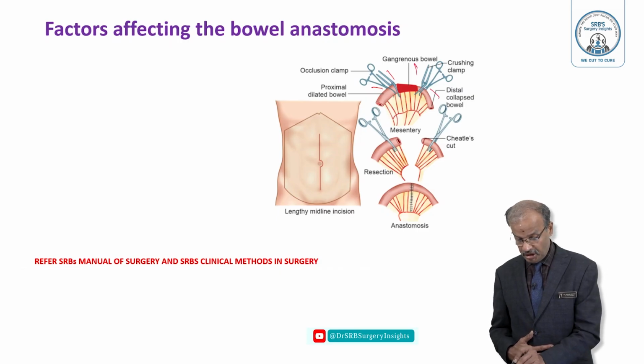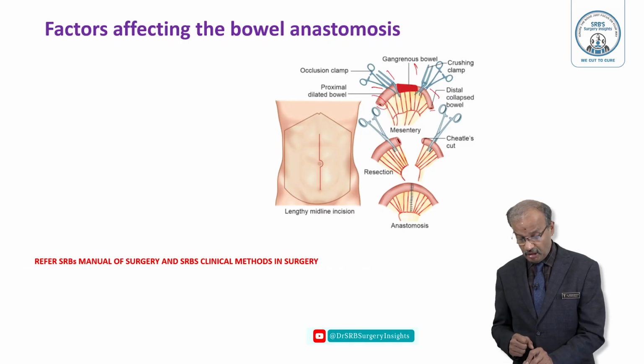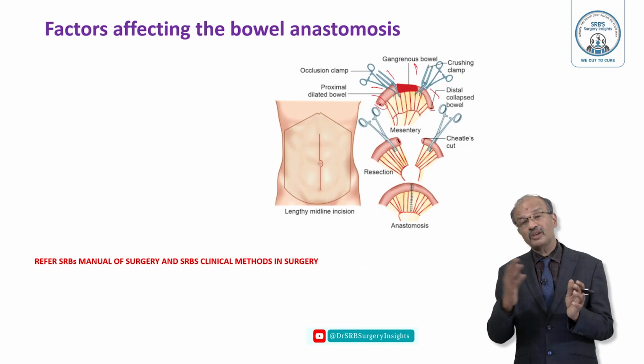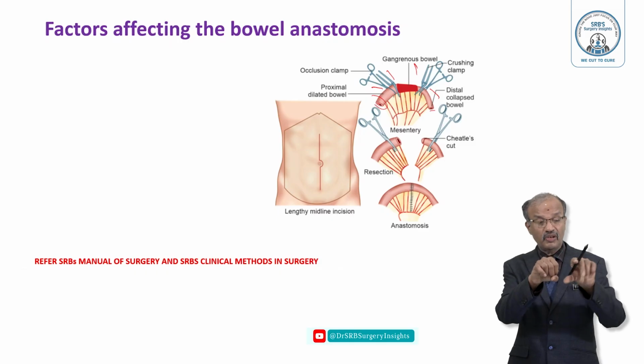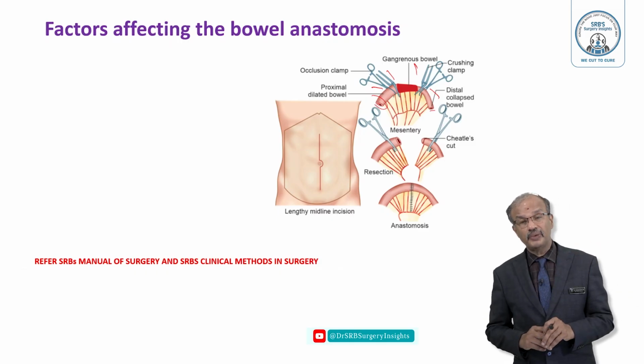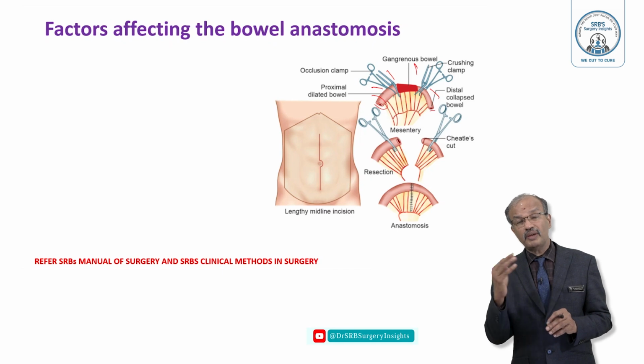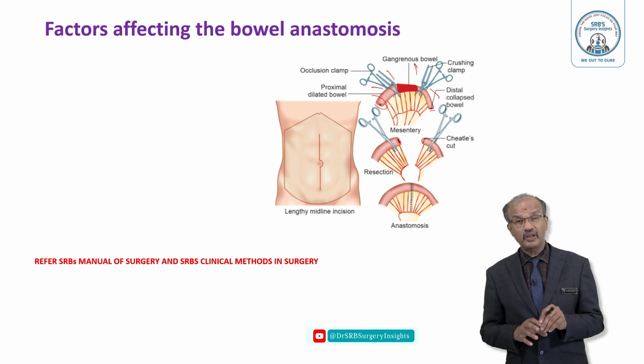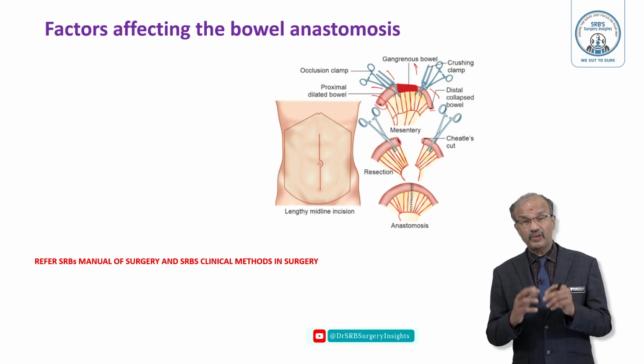The proximal bowel is distended and wider, while the distal bowel lumen is narrow, small, collapsed. Proximal distension is there, distal collapses. So luminal discrepancy will be there. You have to overcome the discrepancy when you do anastomosis. So you have to do something for that.